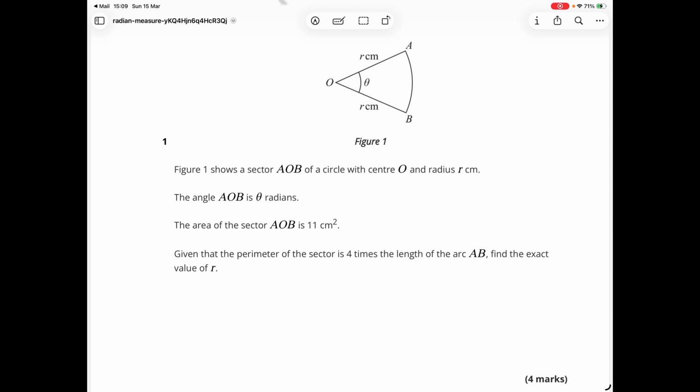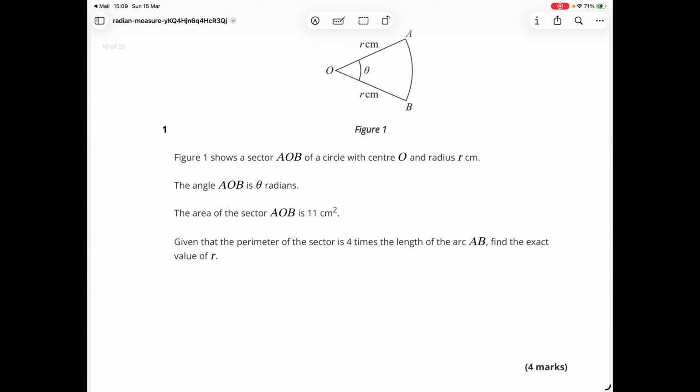This is a quick look at radian measure. For doing radian measure, you just need to know these two things, and that will make life a little easier. You need to know that half r squared theta equals the area of a sector. And then you also need to know that the length of the arc AB, the sector length, equals r theta, which is different from degrees.